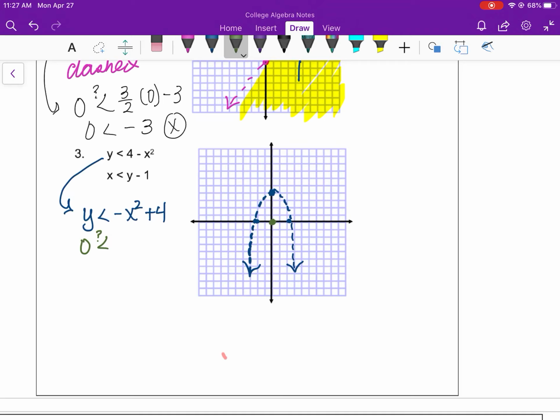Is 0 less than -0 squared plus 4? Is 0 less than 4? And the answer is yes. So it is true in the region underneath my parabola. So I will go ahead and shade that region.